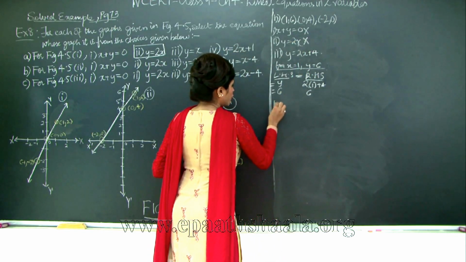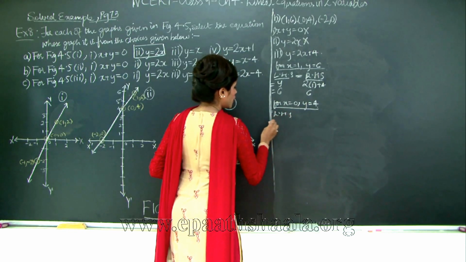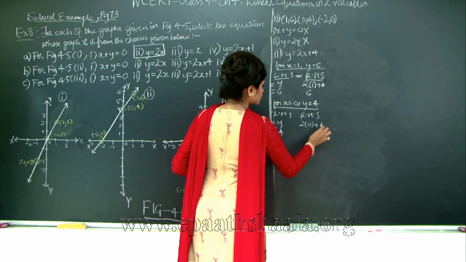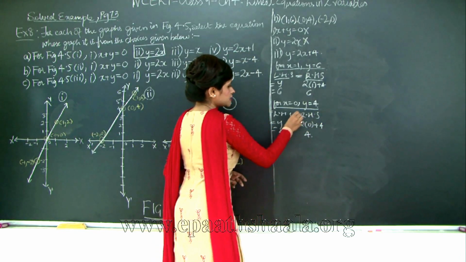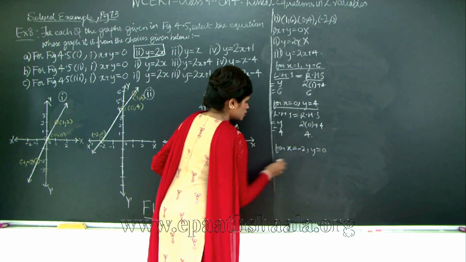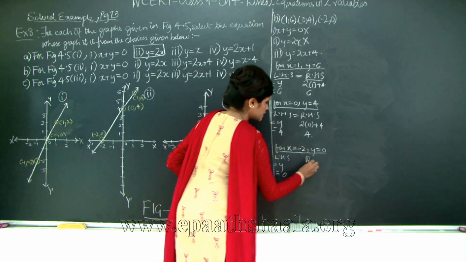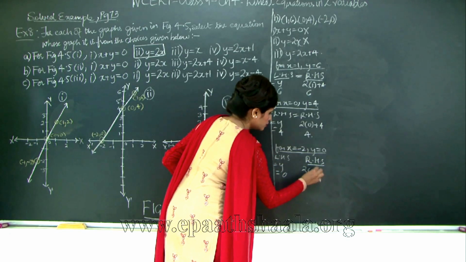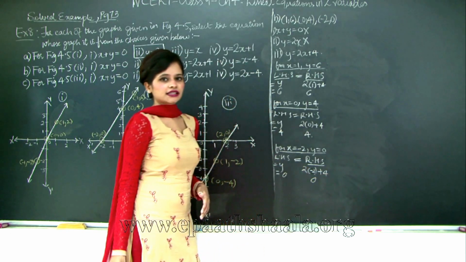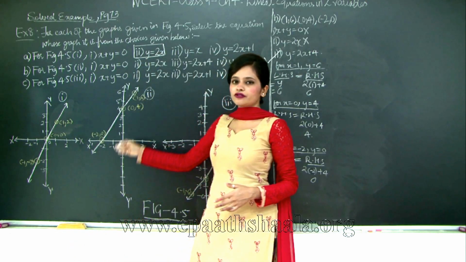Let's check for the second coordinate. For x is equal to 0 and y is equal to 4, my left hand side again is y, which is equal to 4, and my right hand side is 2 into 0 plus 4, which is 0 plus 4, which is equal to 4. So my left hand side is equal to the right hand side. So let's check for the last one. For x is equal to minus 2 and y is equal to 0, left hand side is y, which is equal to 0, and right hand side is 2 into minus 2 plus 4, which is minus 4 plus 4, which is 0. So therefore the left hand side is equal to right hand side. Therefore this equation 2x plus 4 is satisfying the equation of my line of figure 4.52.